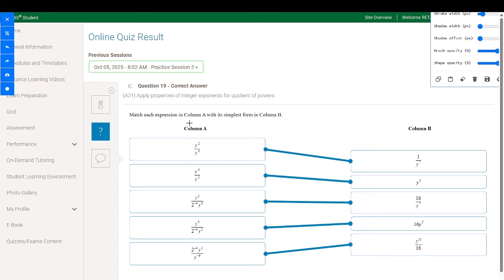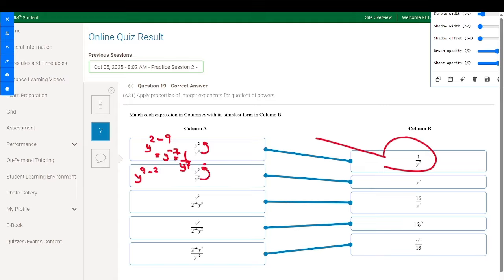Now match this expression in column A with its simplest form in column B. We have y to the power of 2 divided by y to the power of 9. So this one will be y, 2 and 9. Make it up, so it will be minus 9. So it will be equal to y to the minus 7, which will be equal to 1 over y to the power of 7. This one. Now here, y to the power of 9 divided by y to the power of 2. It's like 9 minus 2. Because the 2 we bring up, it will be minus 2. 9 minus 2, it will be y to the power of 7.